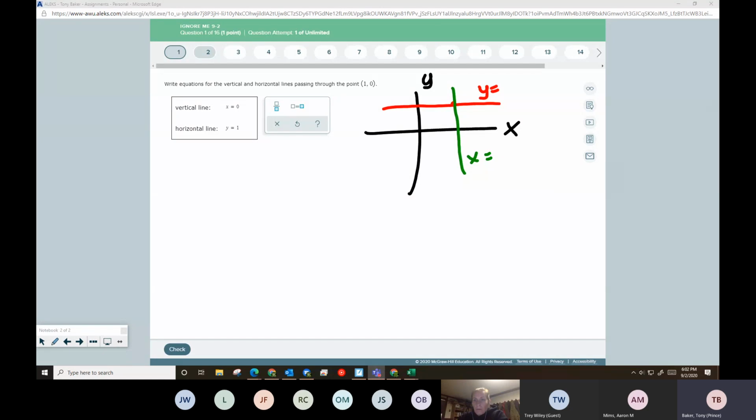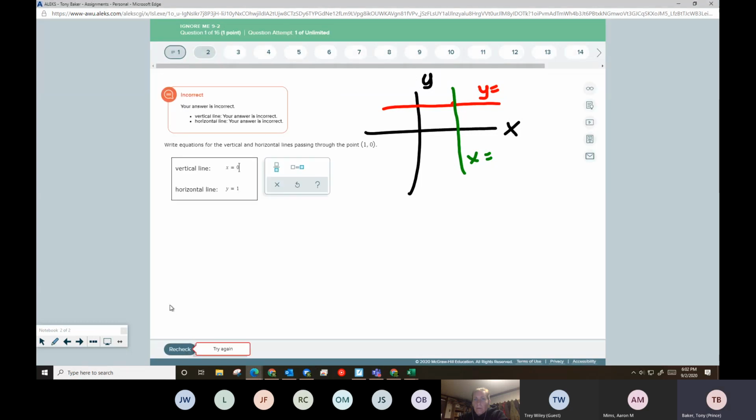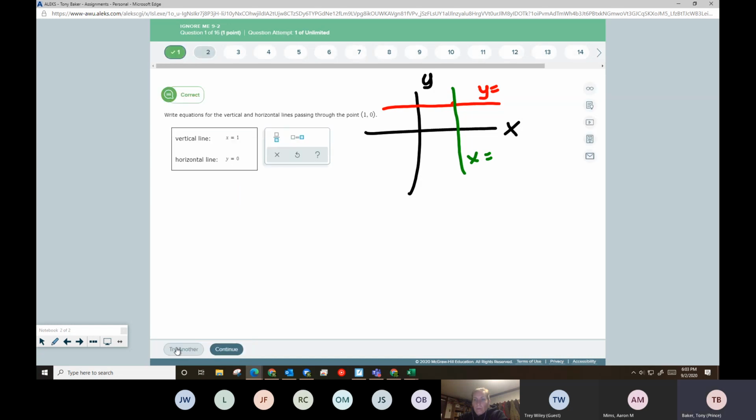So that's what you end up getting on that. The other piece in this one is you have to make sure you put the x equals and the y equals in, otherwise it will end up marking it wrong as well. Oh, I said it right and I typed it wrong. X is 1 and y is 0. There we go. That's better.